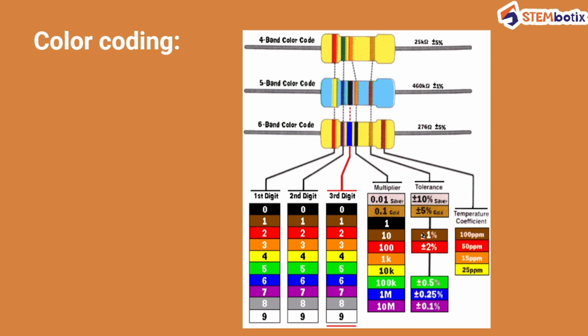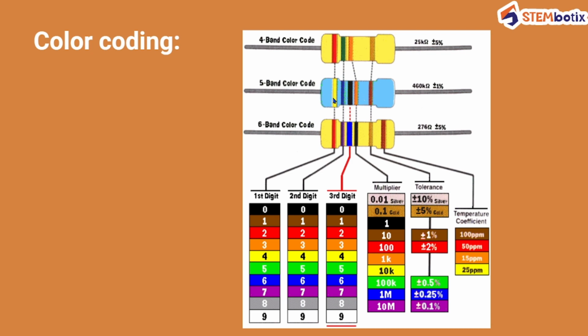And the last one is for tolerance, meaning how much tolerance it has. This is gold, sorry, and hence it is plus or minus 5%, meaning that this much tolerance it can tolerate. So its value would be 25 kilo ohm.